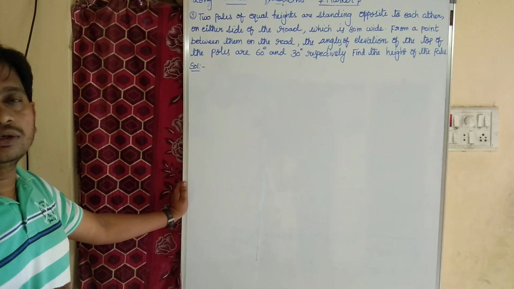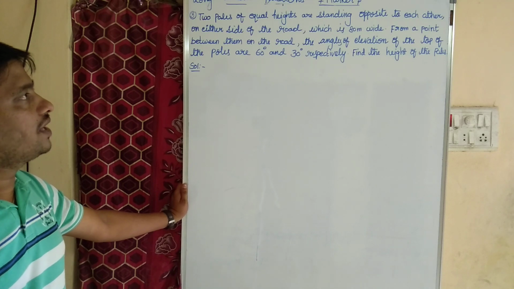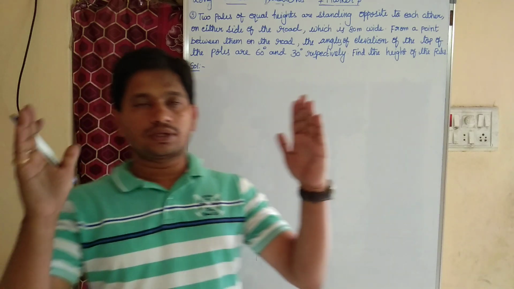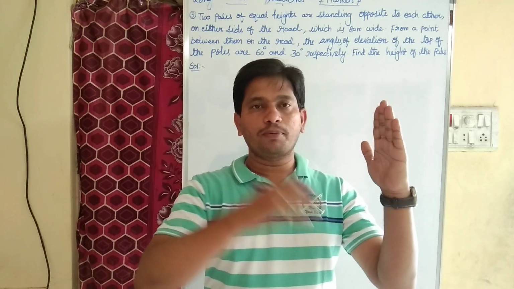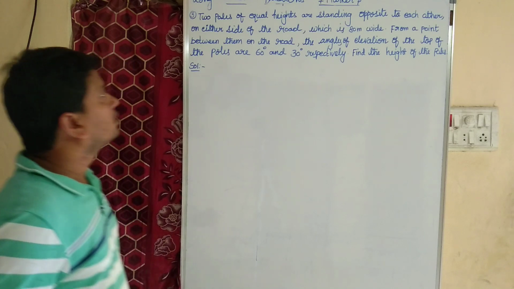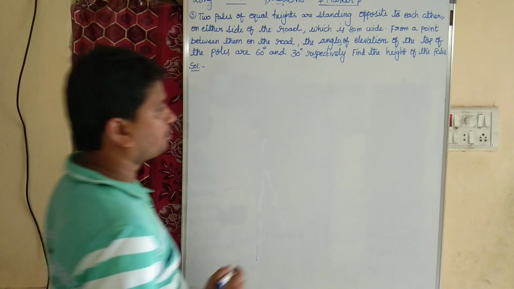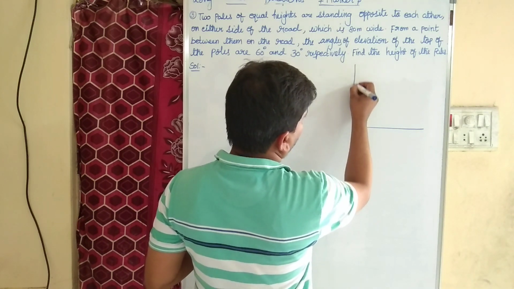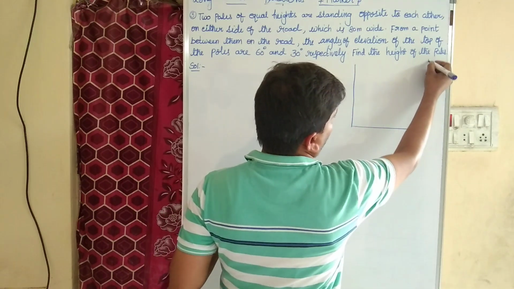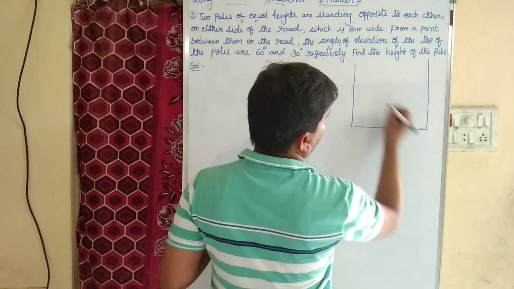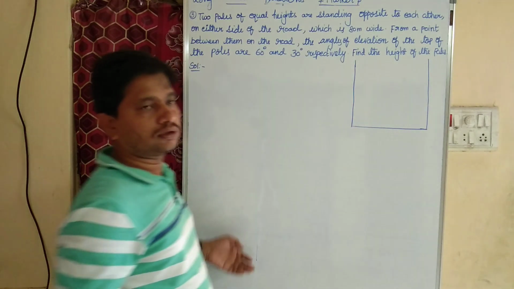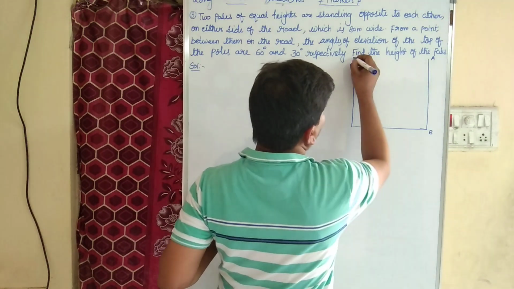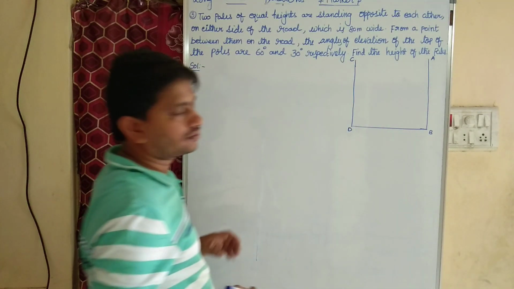Now coming to the third question. Two poles of equal height are standing opposite to each other on either side of the road. For example, this is our road. This is one pole and this is another pole. Let this pole be AB and this pole be CD.